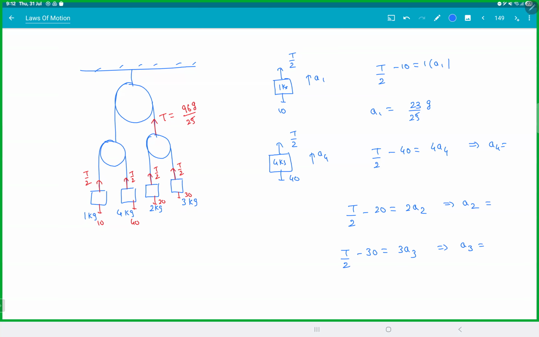That's how we normally do. Once you get the tension, just take the individual blocks, draw the FBDs, and get the accelerations. All clear with the steps? Yeah, all these are accelerations in the ground frame. I didn't do anything in the relative frame. I found tensions, everything in the ground frame. All these forces are in the ground frame.